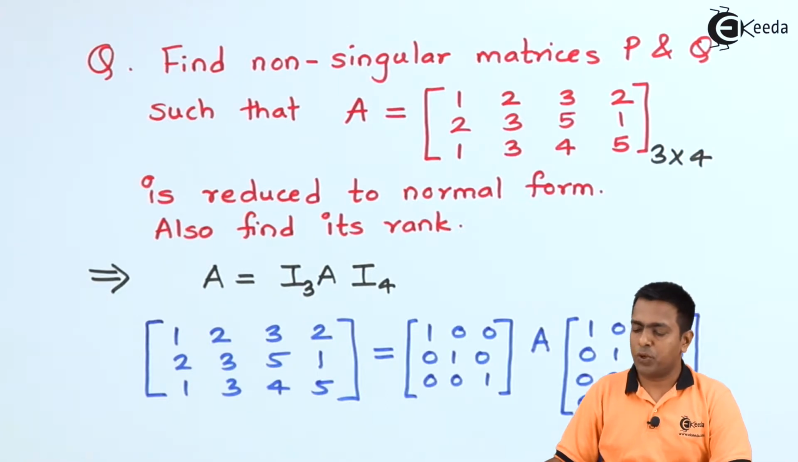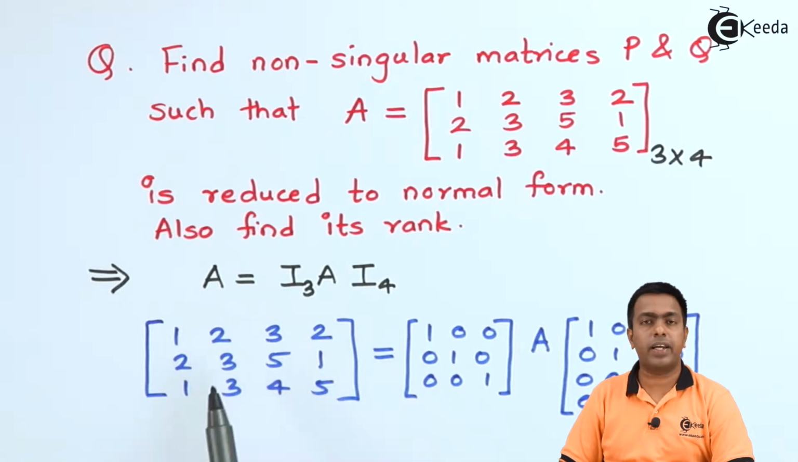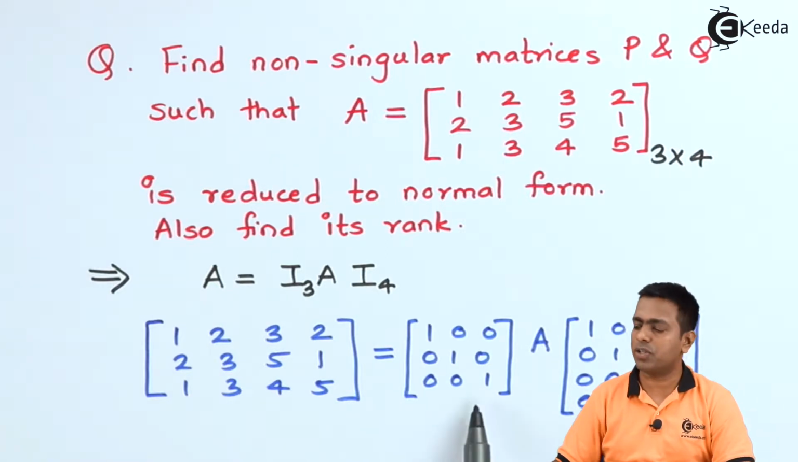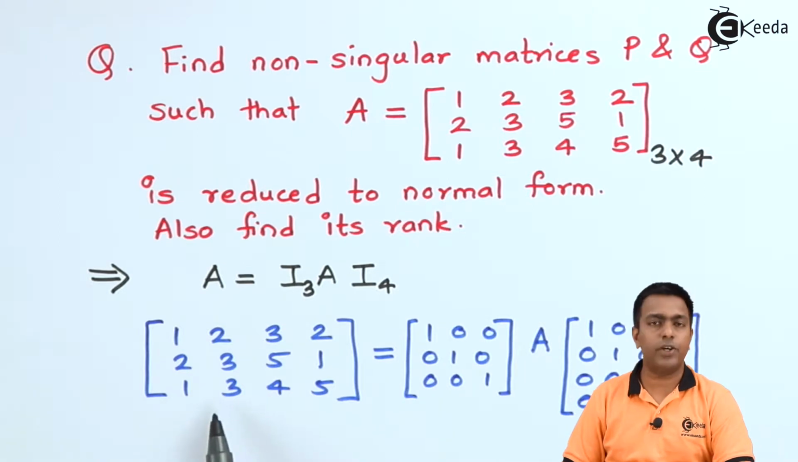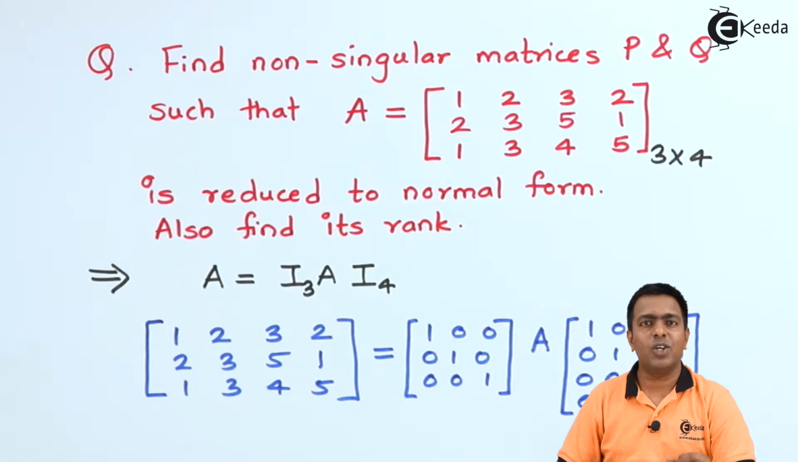Now, to get the value of P and Q, we will reduce this left hand side matrix A to the normal form by doing row and column transformations. And whenever we do a row transformation, we'll perform the same row transformation on this first matrix. And whenever we do a column transformation, we'll do the same column transformation on the second matrix. So by doing that, these two matrices will change and we'll get P here and Q here. So that is called the PAQ form.